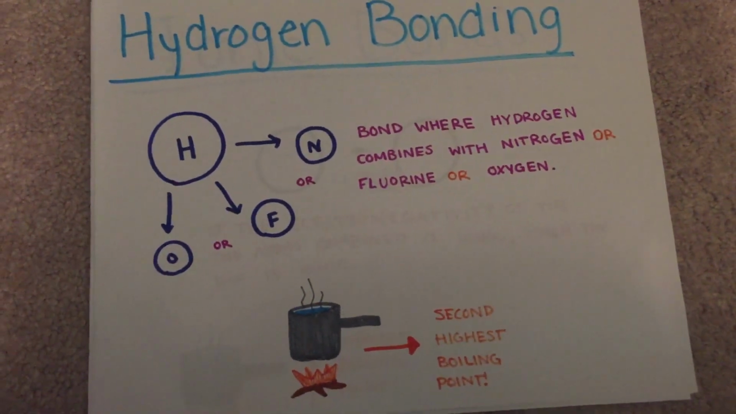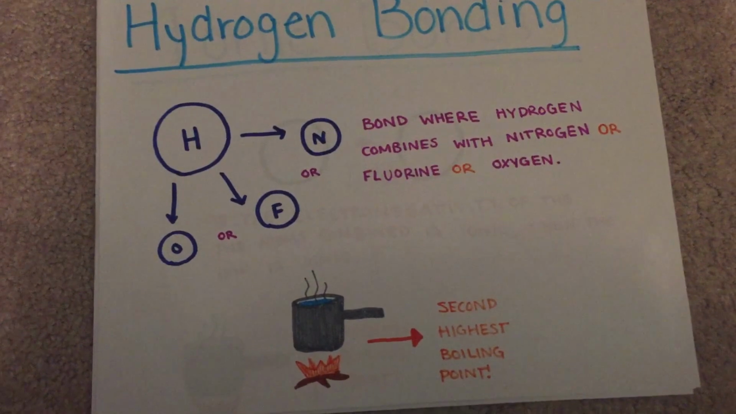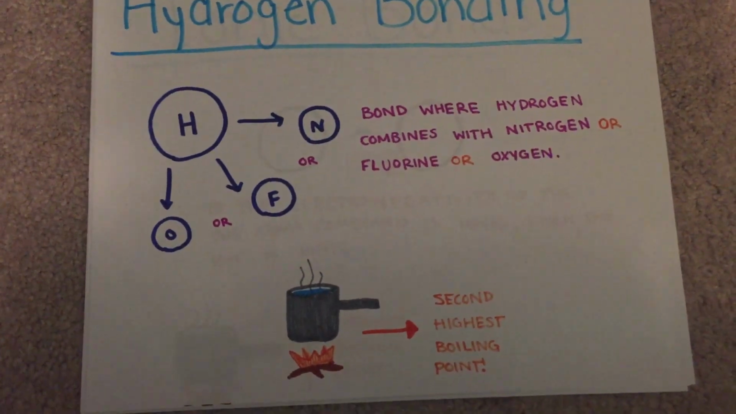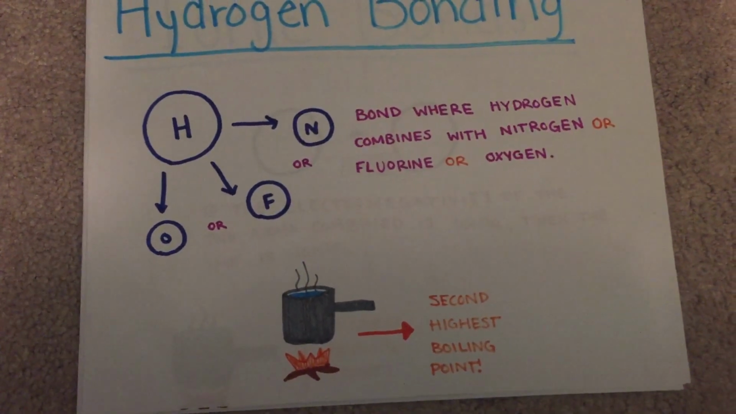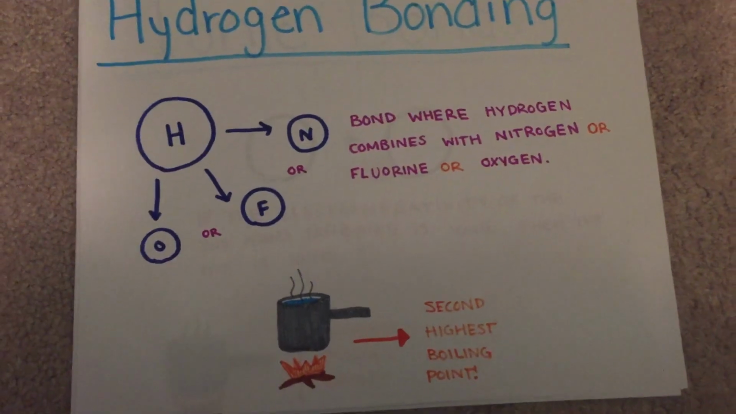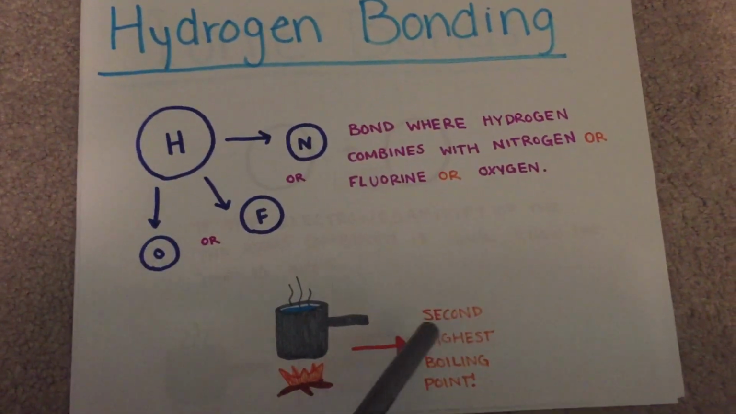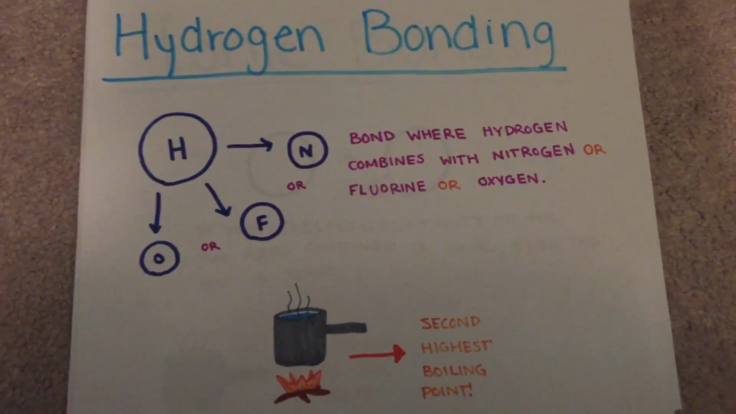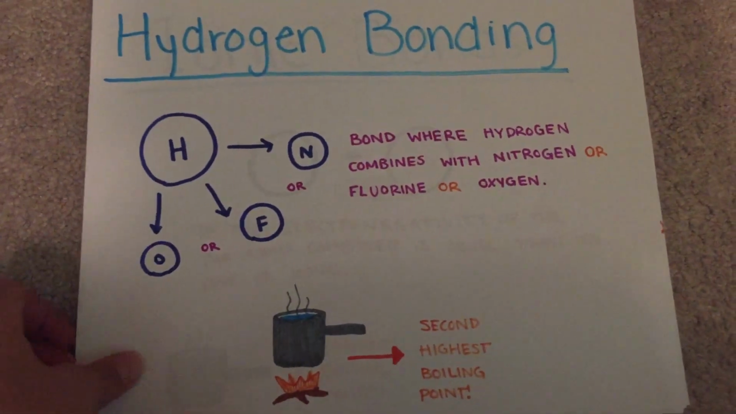So this also creates a strong bond. And because it is a strong bond, it also has a high boiling point. And so this IMF actually has the second highest boiling point of all the IMFs.